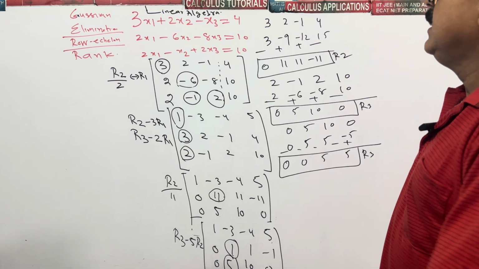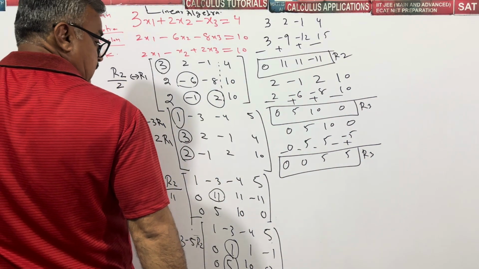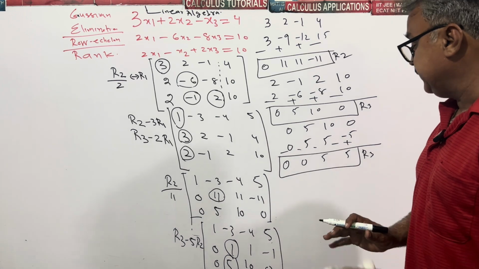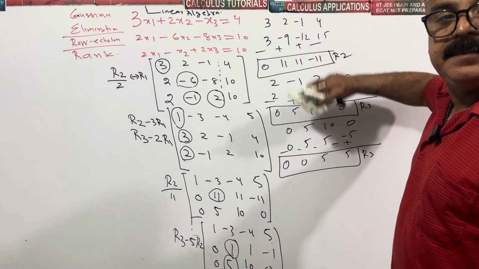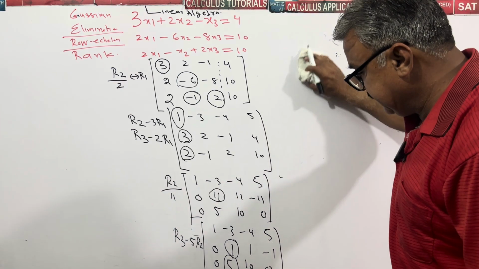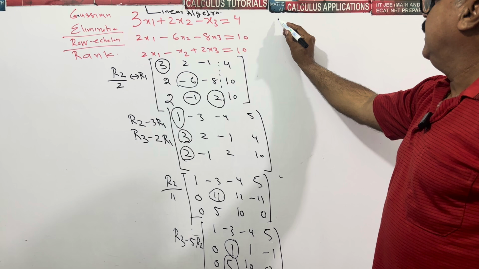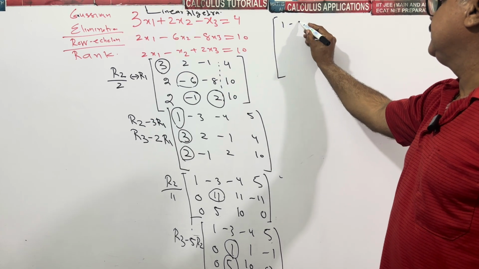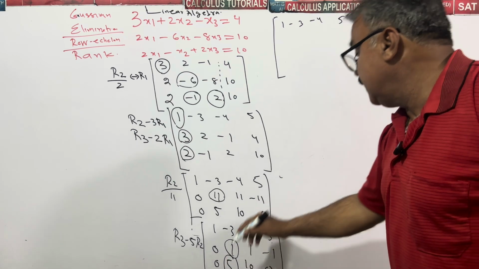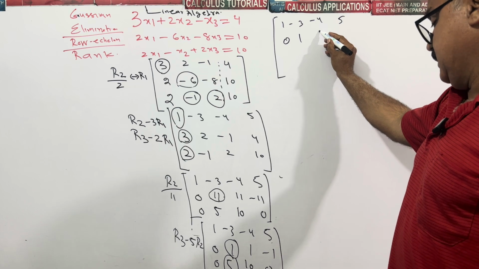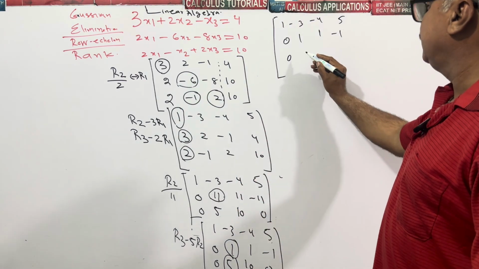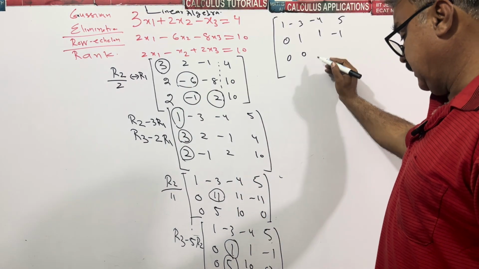I am about to erase this rough work. Now we have something like this. It's good. We are good to go. Now we have 1, minus 3, minus 4, 5, then 1, minus 1, and what is here? 0. It's also 0. What about this?